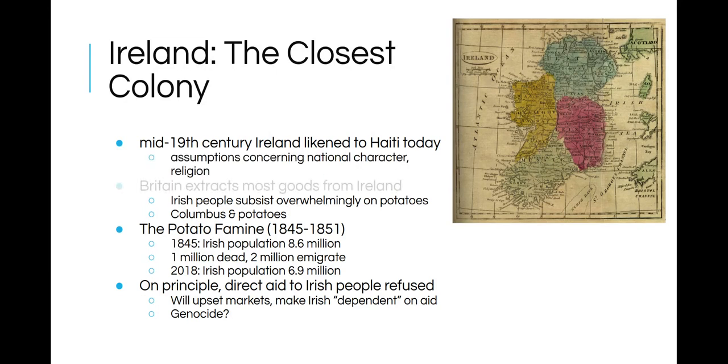1 million Irish starve during the potato famine, and 2 million emigrate. The massive numbers of Irish that come into the United States in the mid 19th century, right before the Civil War, many of whom fight in the Civil War, is mostly occasioned by this famine.